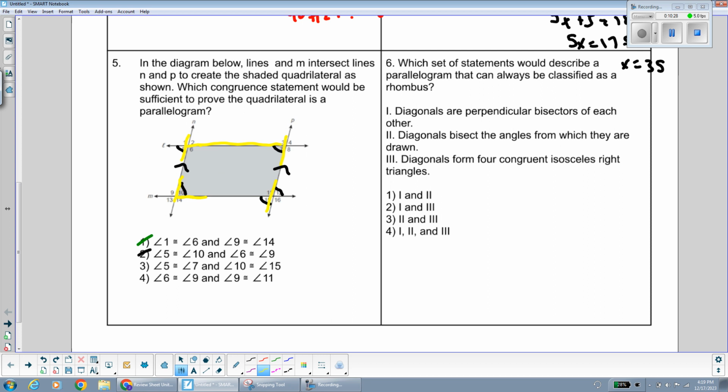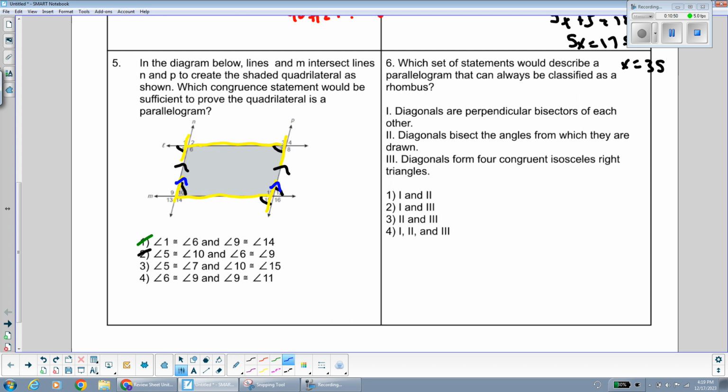And angle 10 and angle 12 are also corresponding angles, bottom right, bottom right. So once again, when corresponding angles are congruent, the lines forming them are parallel. But here, the lines forming them are once again N and P.